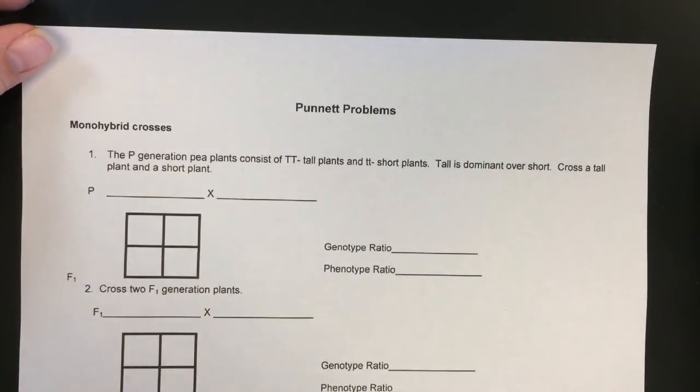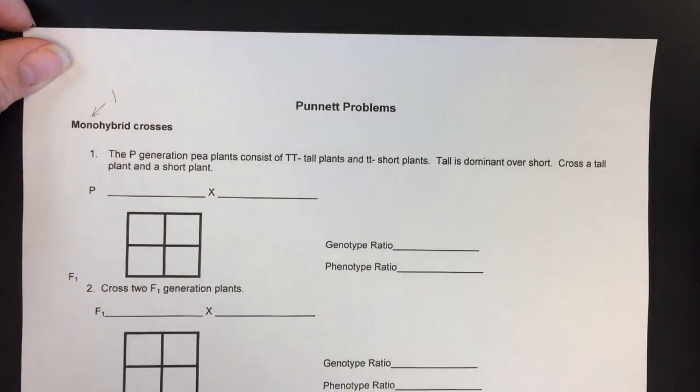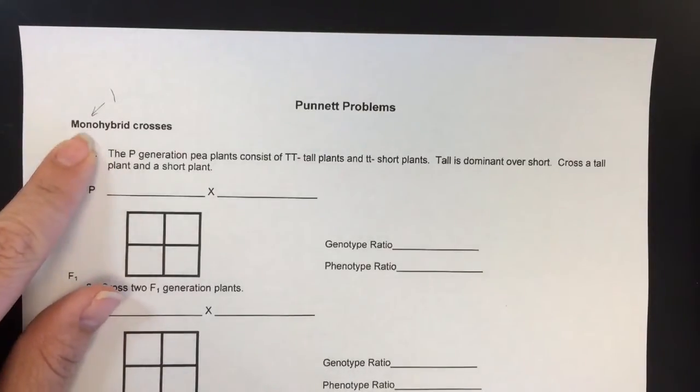Punnett problems, monohybrid crosses. When we're looking at monohybrid crosses, we look at that prefix mono, which means that we're looking at just one particular trait. You will learn about dihybrid crosses, and if your teacher's evil, sometimes trihybrid crosses, but most of the time we just stick with mono and di. So again, mono, we're just looking at one trait.